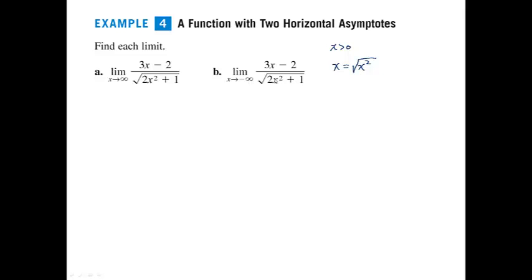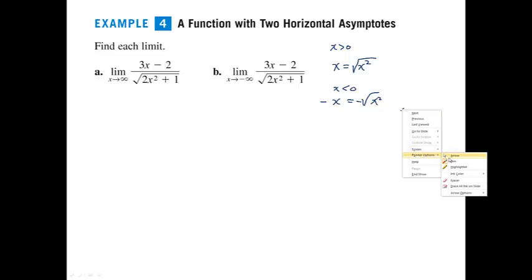But if we're going to negative infinity, we use negative values of x. Let's say negative 4, then negative 4 squared is positive 16. We take the square root of positive 16 and we get 4 again, so that means we lost our negative sign. So if we let x be negative, then we have to put a negative on this function here. Otherwise we lose that negative sign when we square it and take the square root. So that's the only tricky part about this.